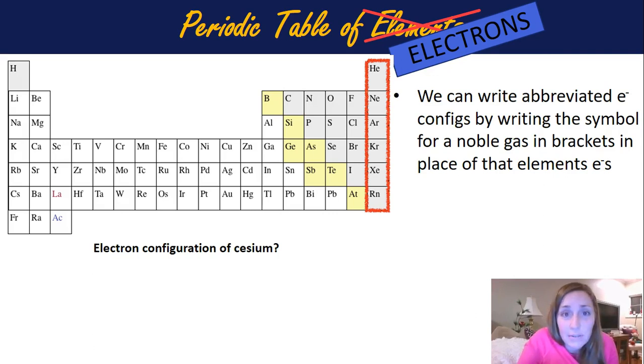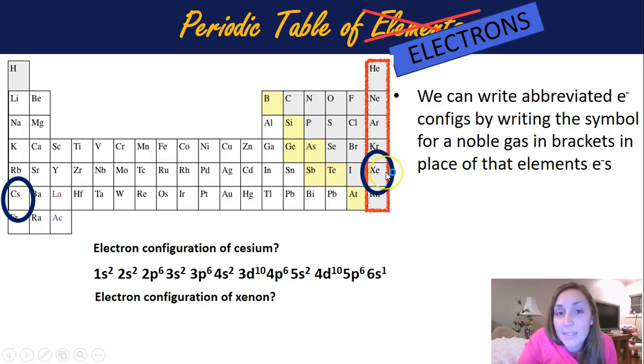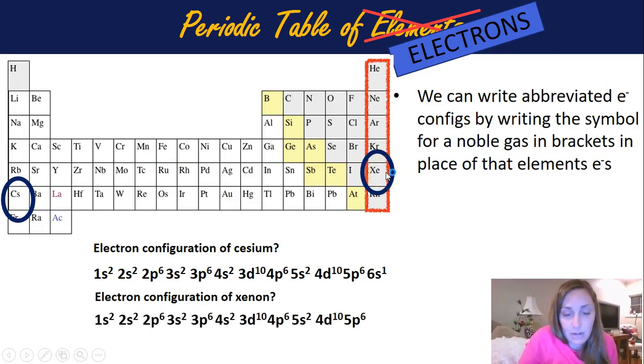So what's the electron configuration for cesium? Cesium is right here, so its electron configuration is all of that. I'm not going to say it. Xenon is over here. Xenon is a noble gas, and it has this configuration.